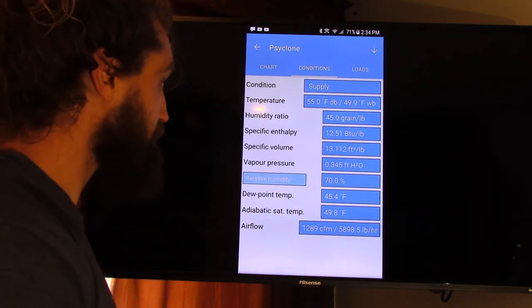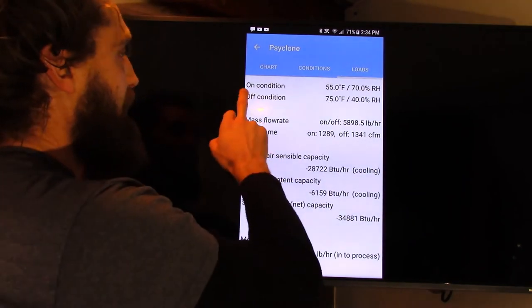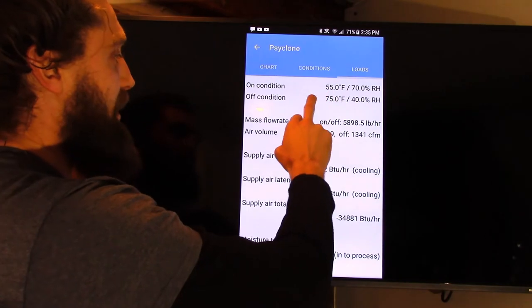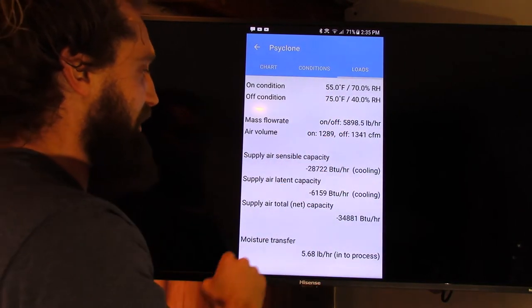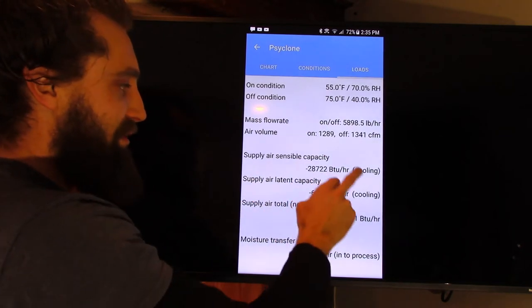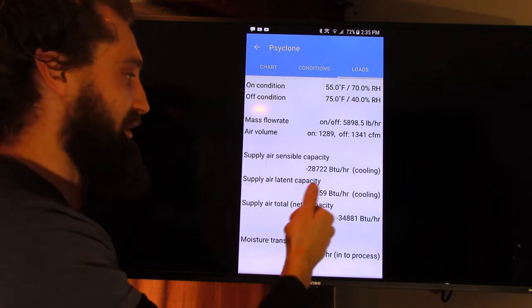So let's go over here and look at our loads page. We have our supply, return, and the airflow rate that we actually measured, the 1289. This is our sensible capacity. This is how much sensible heat it is removing from the house, 28,000 BTU.